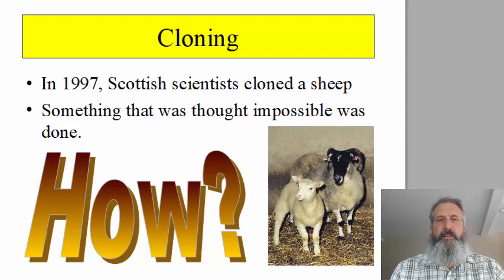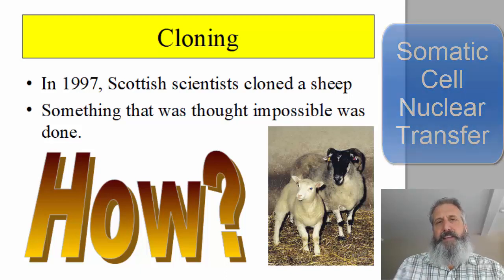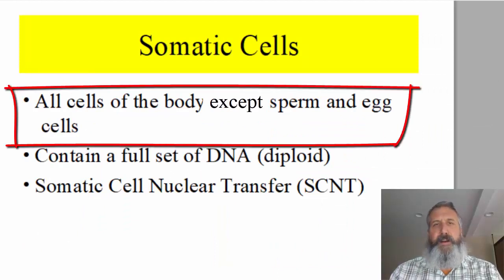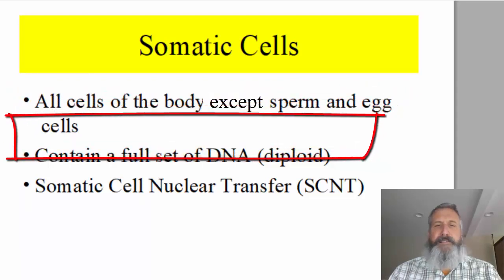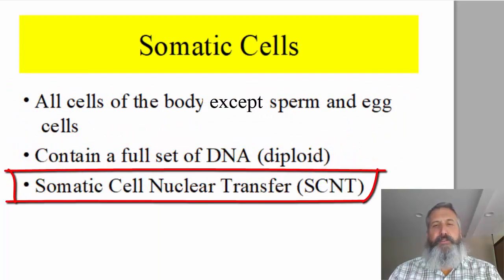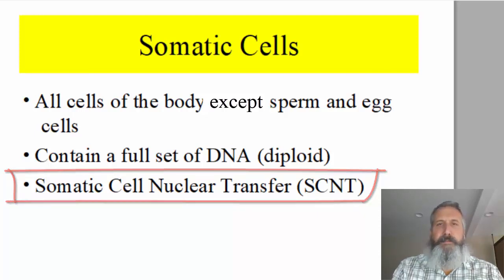Let's take a closer look at how this was done. The process is technically called somatic cell nuclear transfer. Somatic cells are all body cells except for the reproductive cells. Somatic cells contain a full set of DNA for that individual. So somatic cell nuclear transfer is when you take the nucleus from a somatic cell and you put it into an egg cell that has had its nucleus removed.